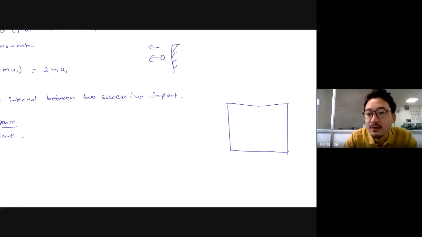It was moving with velocity u1. Between two successive impacts, first we start from here, it goes over there and it comes back over here. That gives you two successive collisions. Is this point clear? So the total distance traveled will be L on your left side and L on your right side, so 2L between two successive collisions.